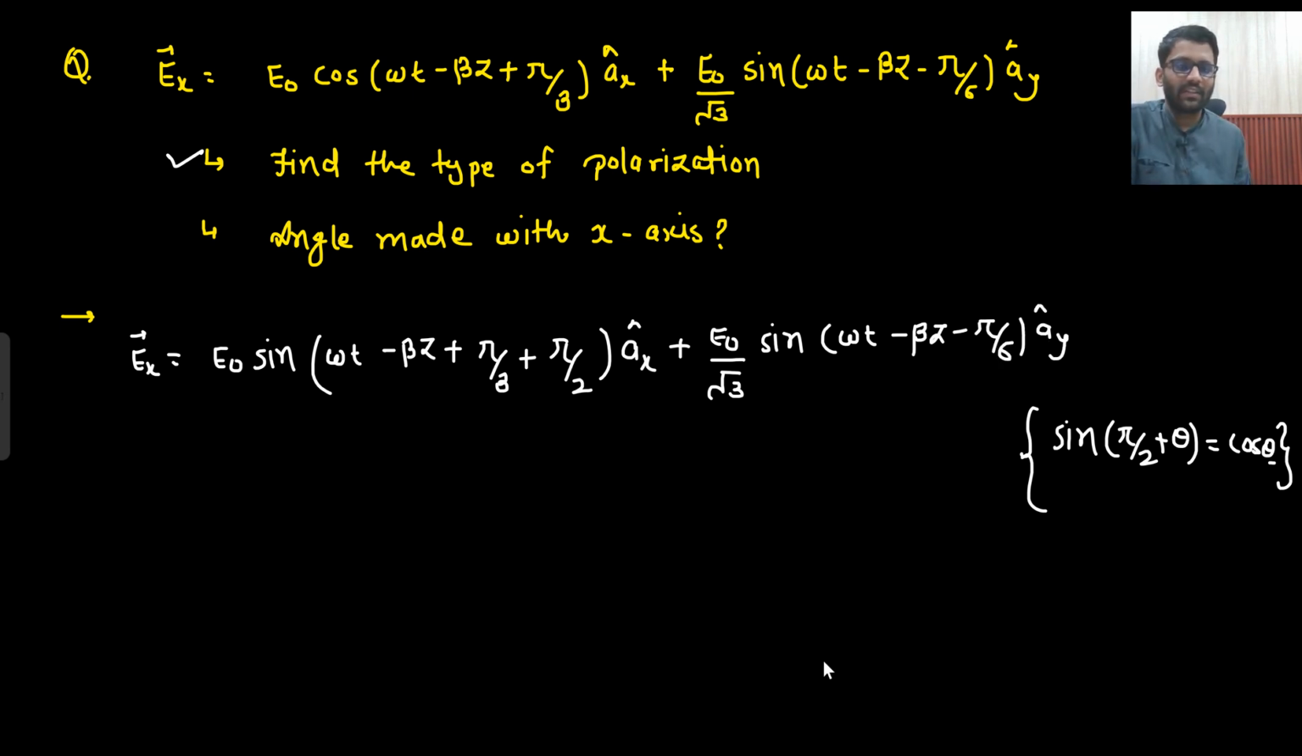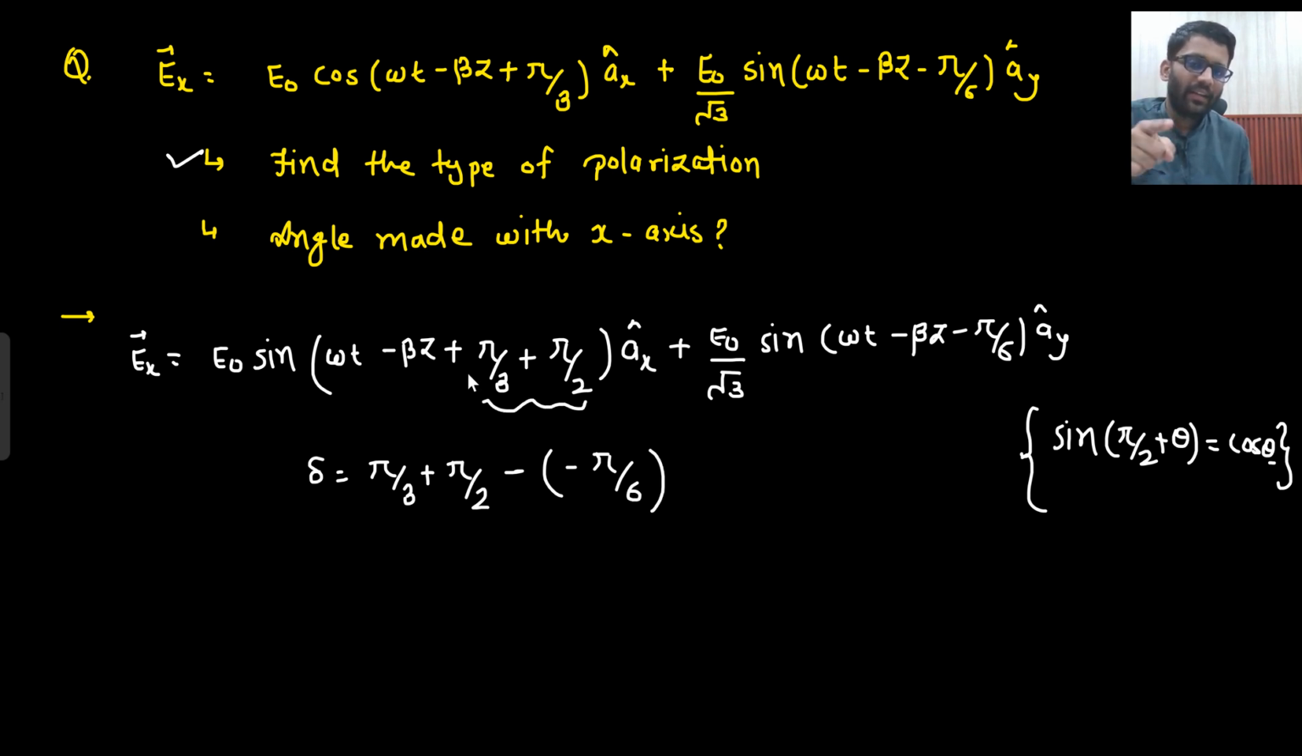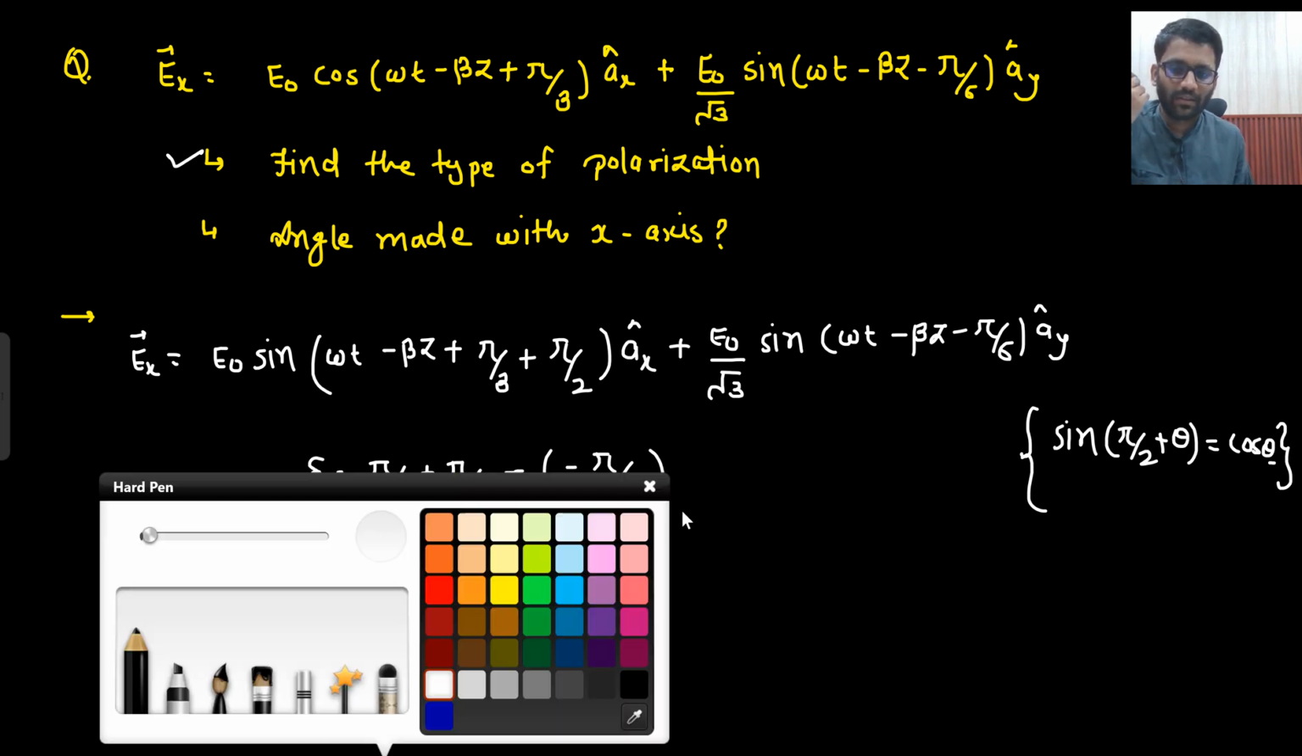Now what is the phase difference? Here it is having the phase of sine omega t minus beta z and this angle, and this is also having the phase of sine omega t minus beta z and this angle. So what is the phase? The phase is pi by 3 plus pi by 2. This guy is having this phase minus this phase. This guy is having the phase of minus pi by 6. This phase is 90 plus 60, so this phase is 150 degrees and this phase is minus 30 degrees. So 150 minus minus 30, what would that be? 180. So the phase is pi.